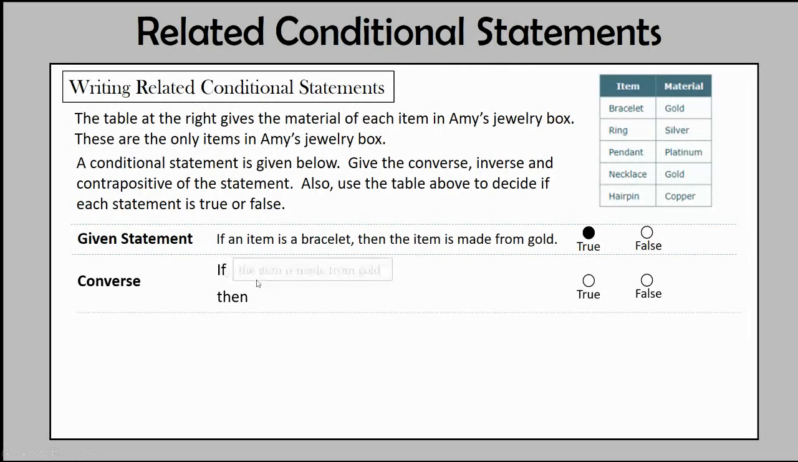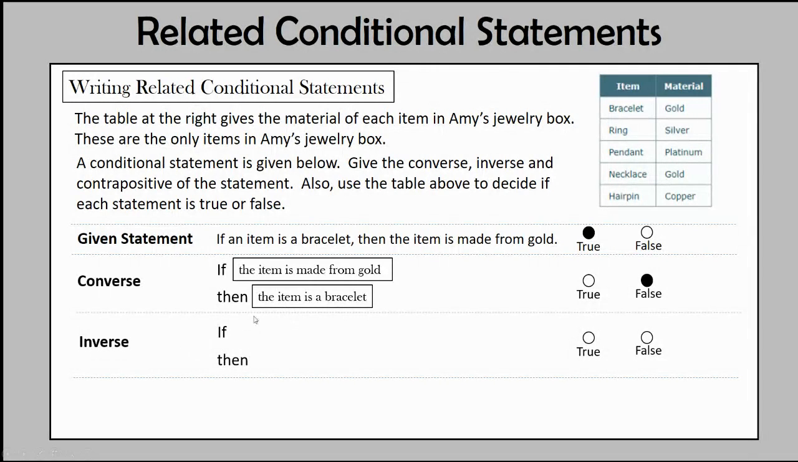Okay. Converse, interchange these two. So if the item is made of gold, then the item is a bracelet. So if it's gold, these two are gold. Does it have to be a bracelet? No, it could be a necklace. There's your counterexample. So that's false. Inverse: if the item is not a bracelet, then the item is not made of gold. So if it's not a bracelet, which means it's a ring, a pendant, a necklace, or a hairpin, then it can't have gold in it, which is false because the necklace has gold.